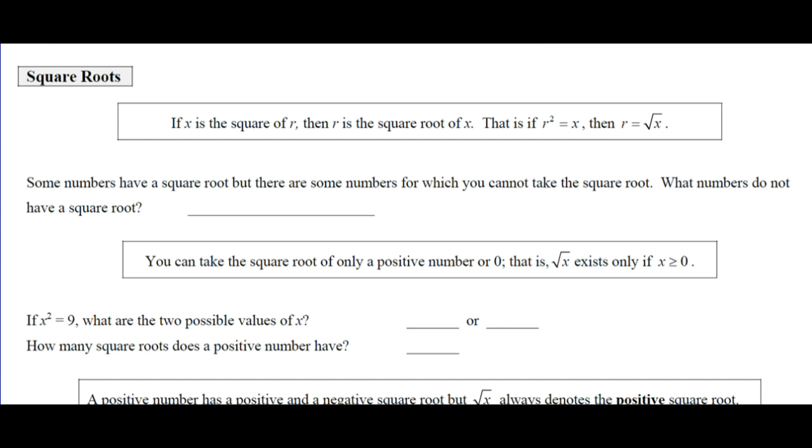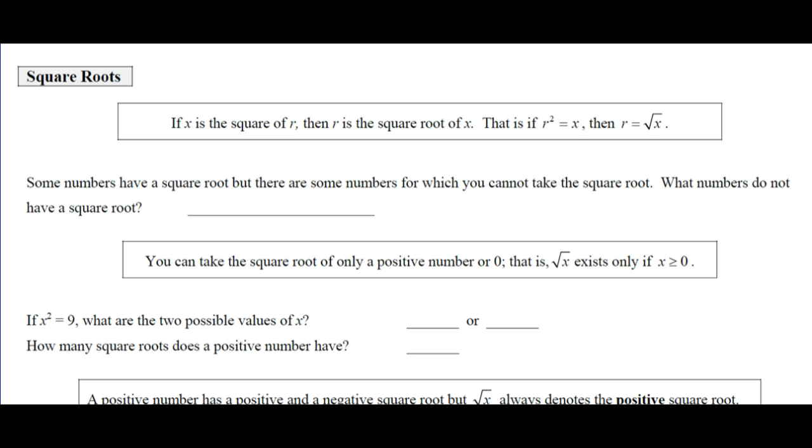So let's deal with square roots. If x is the square of r, then r is the square root of x. That is, if r squared is equal to x, right? So x is the square of r, then r is equal to the square root of x. Some numbers have a square root, but there are many numbers for which you cannot take the square root.